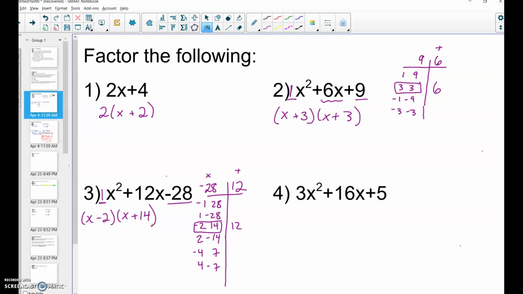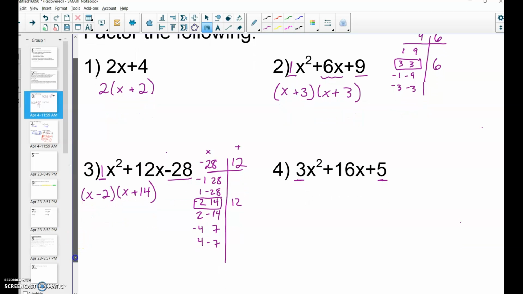For number 4, it's a little bit different. Now you have a 3 in front of that squared term. So this is where you do need to do that splitting apart, or there are some of you that like the cube, the grid system, for that as well. You can do that. So we're going to take 3 and 5 and multiply those together. That gives you 15. So you're seeing what numbers multiply to a positive 15 and add up to this middle term of a positive 16. Because it's positive, both numbers need to be positive or both numbers need to be negative.